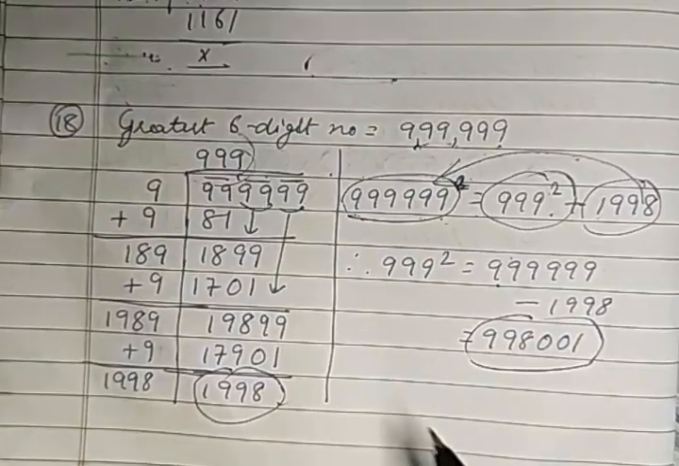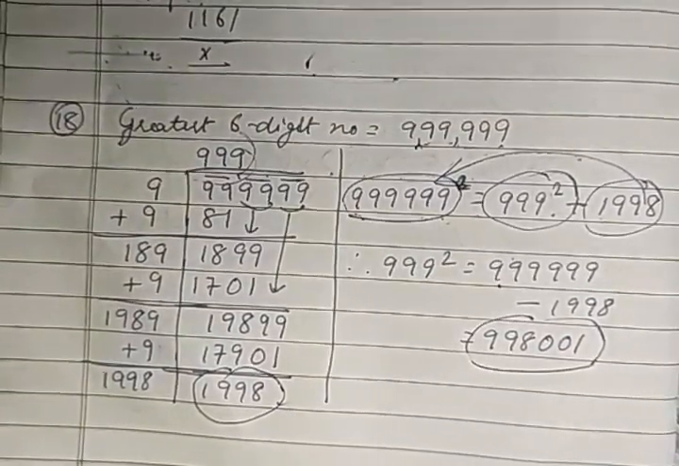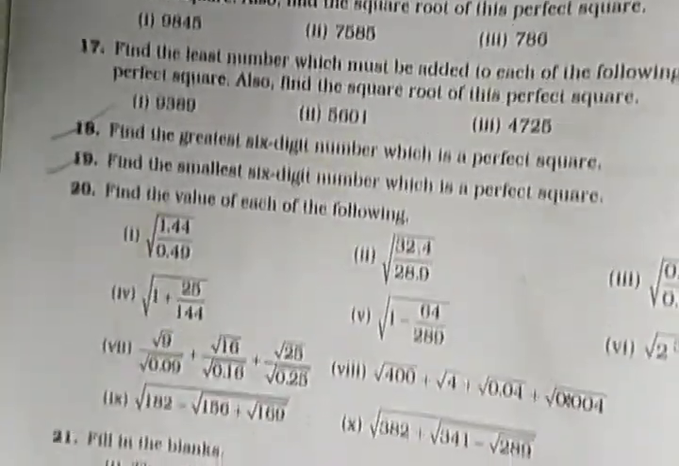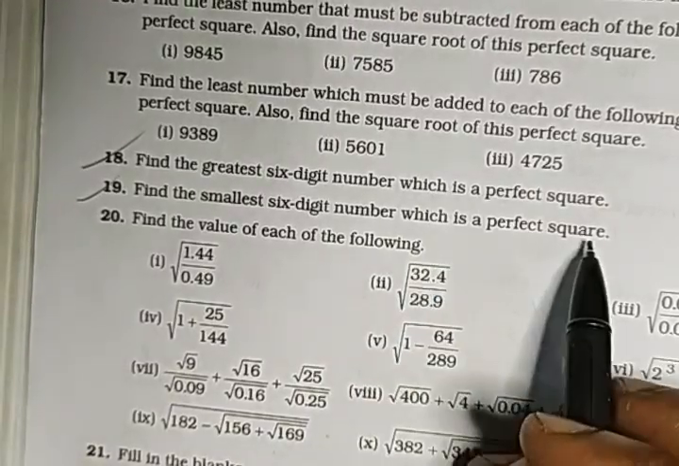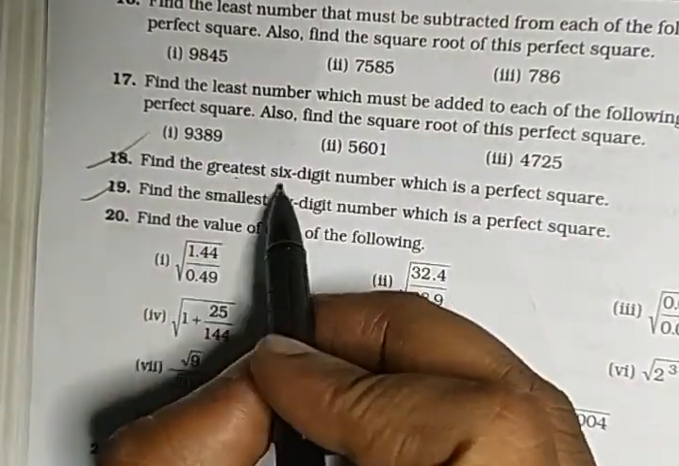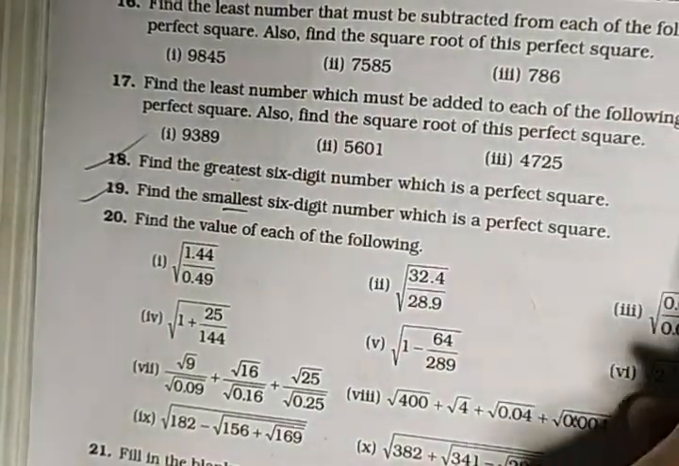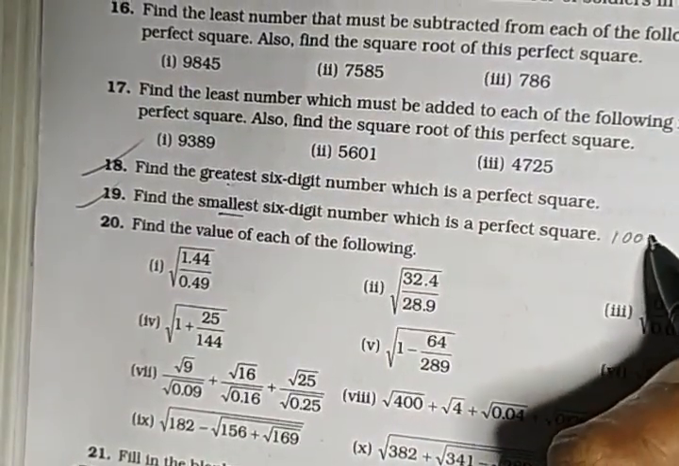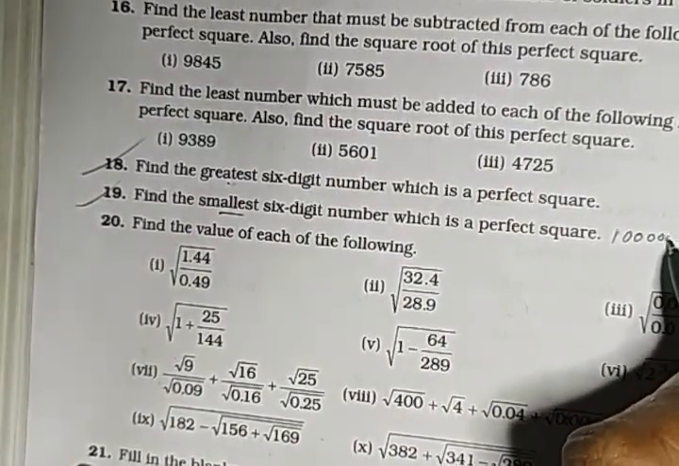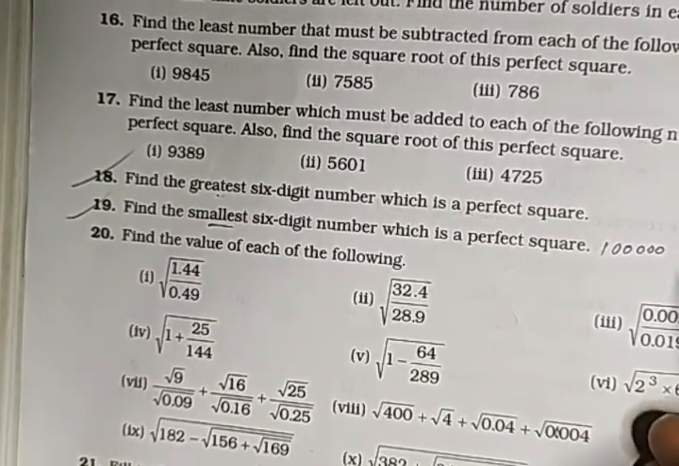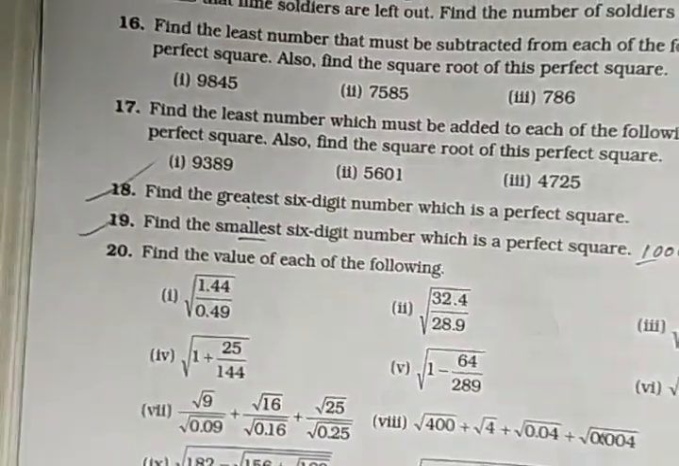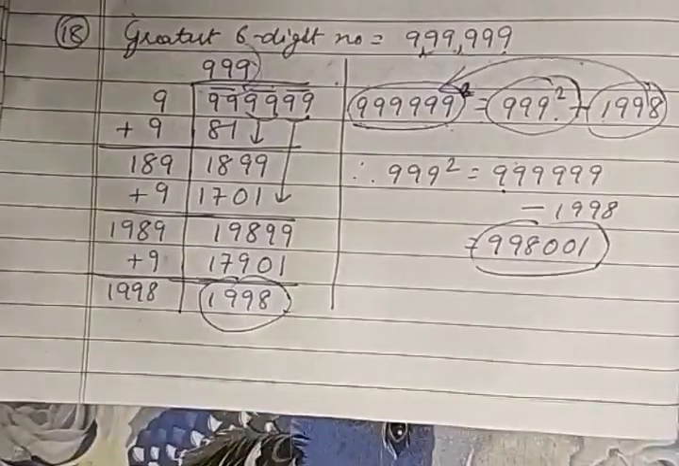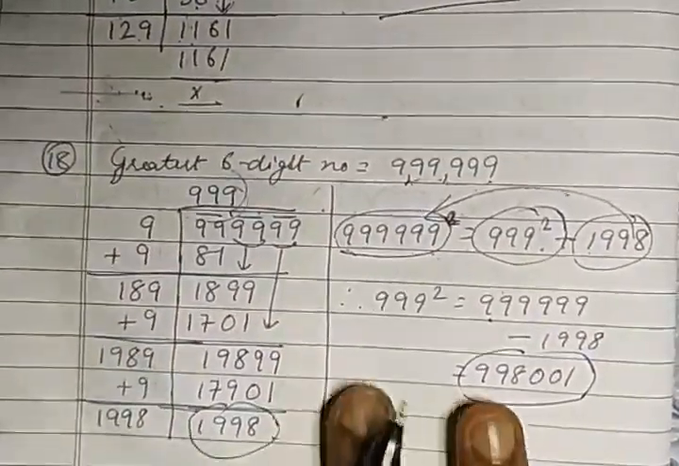Okay, so try out this method for question number 19 also. Question number 19 is also the same way, a 6-digit number which is a perfect square. Same way you have to find it, just instead of the greatest you have to use the smallest. So what number will you take? You will take 1 lakh, the smallest 6-digit number, and you have to use the same method that I have done over here.